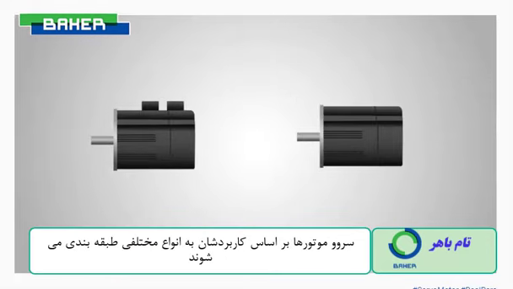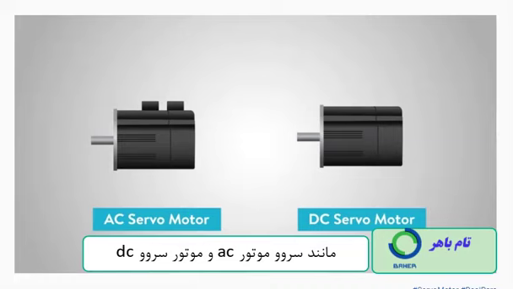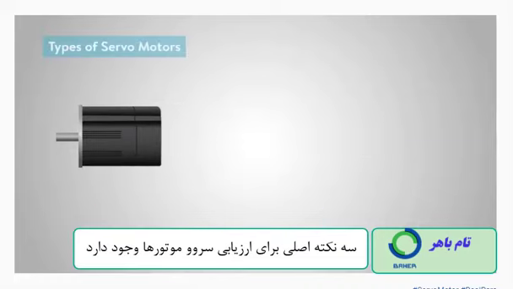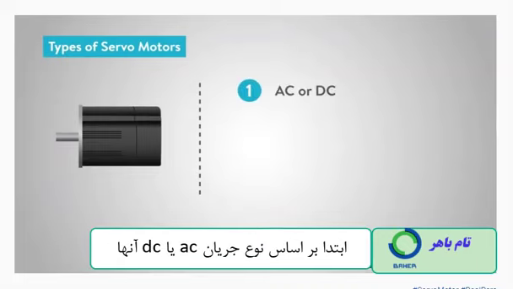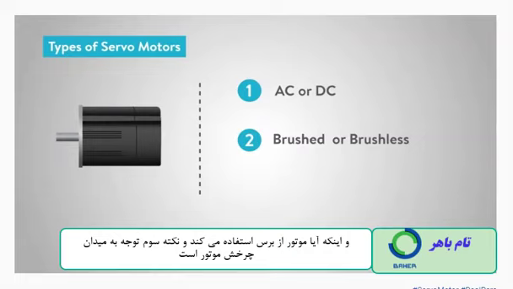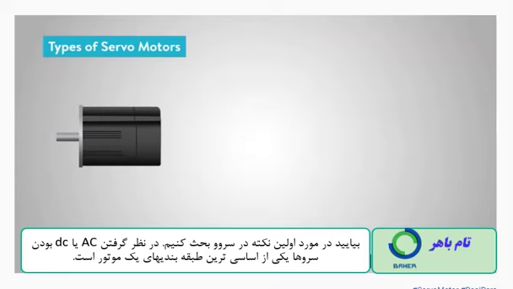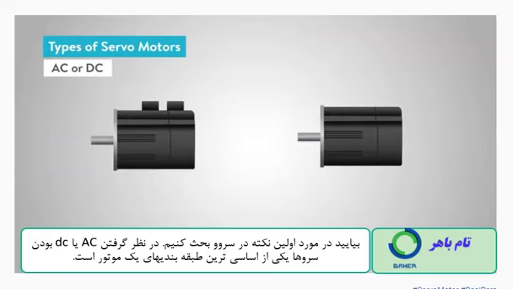Servo motors are classified into different types based on their application, such as the AC servo motor and DC servo motor. There are three main considerations to evaluate servo motors. First, based on their current type, AC or DC, and secondly, on the type of commutation used, whether the motor uses brushes, and the third consideration is the motor's rotating field, the rotor, whether the rotation is synchronous or asynchronous. Let's discuss the first servo consideration.